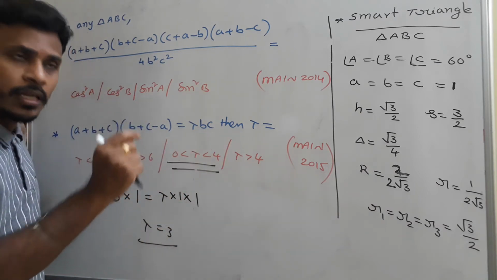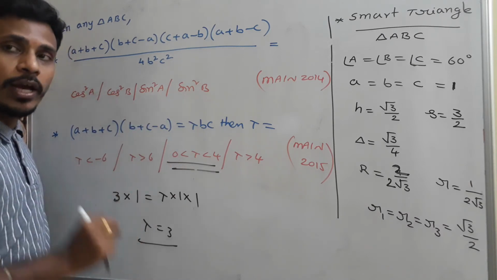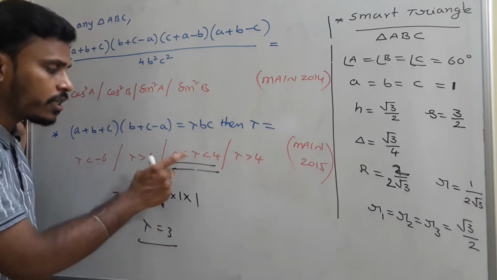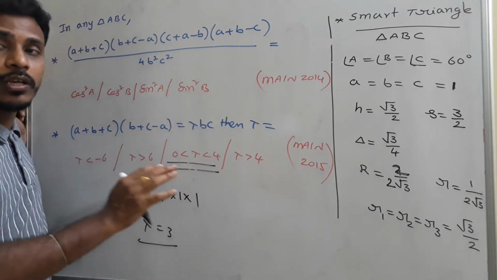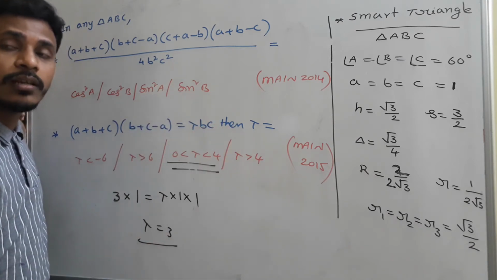There is the problem. Simply use the values of the smart triangle. You will get the lambda value as 3. And from the options, choose the one where 3 is included. This is the only such option. So 0 less than lambda less than 4 is your choice. There is the problem, and this was previously asked in Mains 2015.